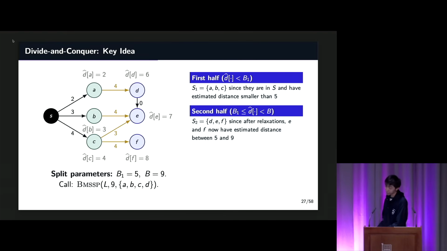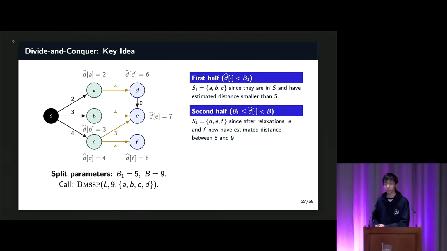In between the first and second half, we relax all the edges from A, B, or C, which are the gold edges, if you can see on the screen. The source set S2 is then computed in a rather special way. Of course, we want to include vertex D because it was in the original source set, S, and it also has distance estimate between 5 and 9.